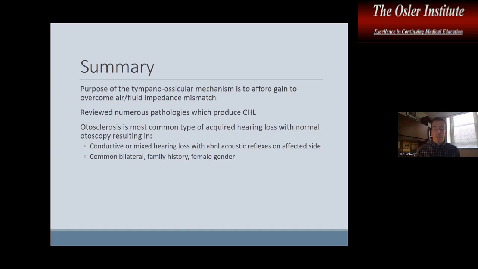That's a very common type of acquired hearing loss. It's going to be a normal exam typically. There will be abnormal or absent reflexes on the affected side. It will commonly be bilateral, more common in females, and there will oftentimes be a family history.